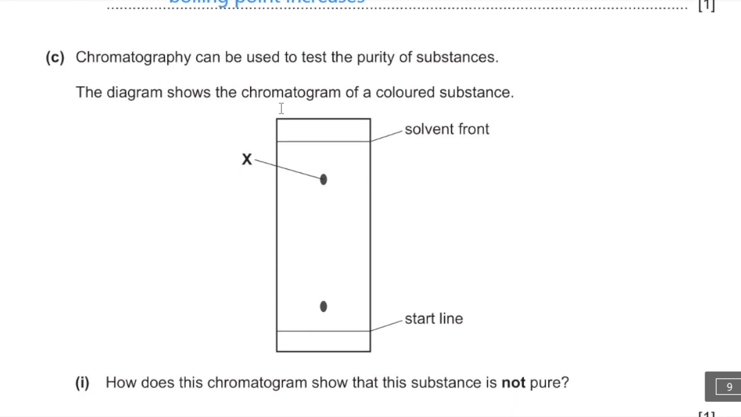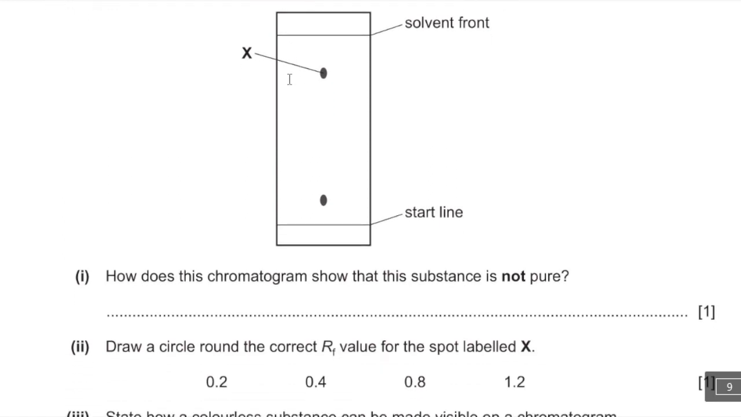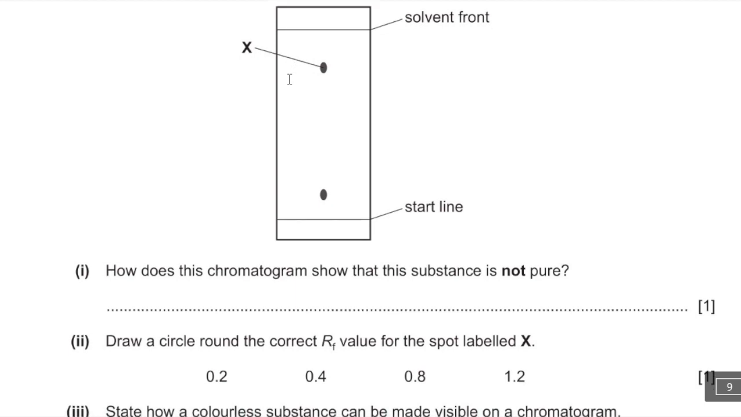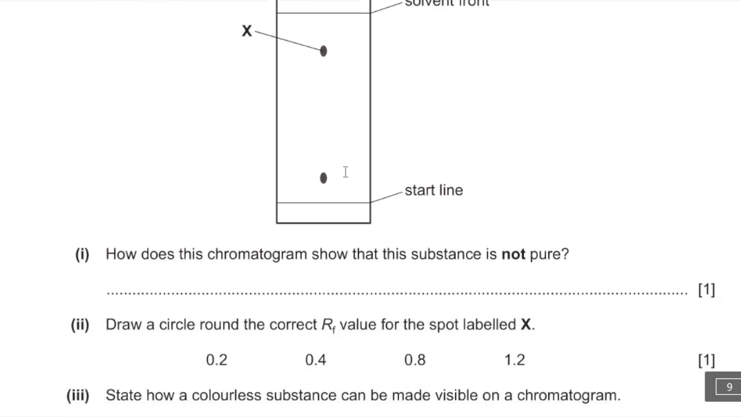Chromatography can be used to test the purity of substances. The diagram shows the chromatography of a colored substance. 1. How does the chromatography show that this substance is not pure? If the substance was pure, it would not have produced any more than one spot. And since, as you can see over here, there was only one substance but there are two spots, that means both of them have come from the same substance, and it also denotes that the substance is impure.